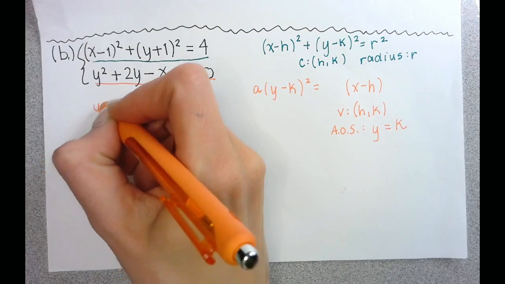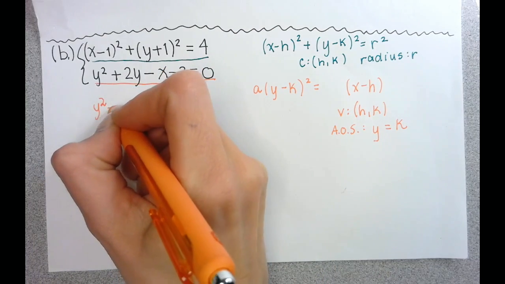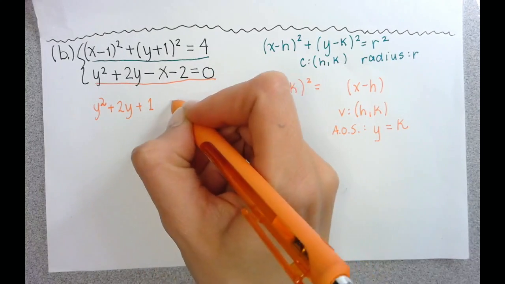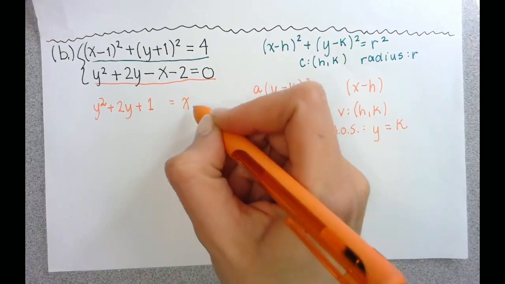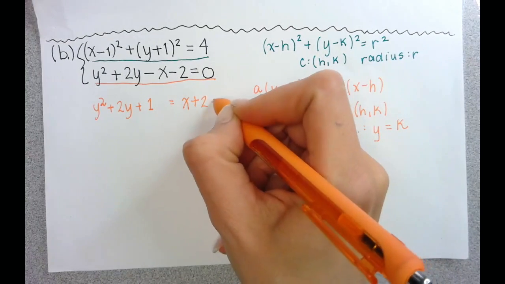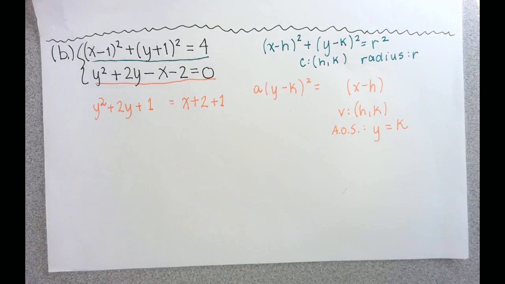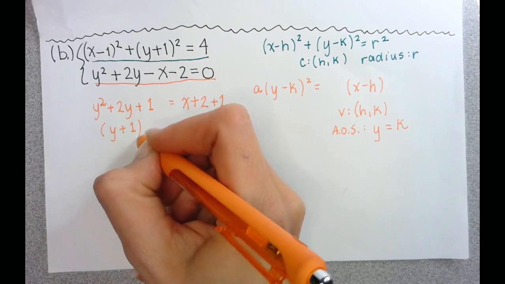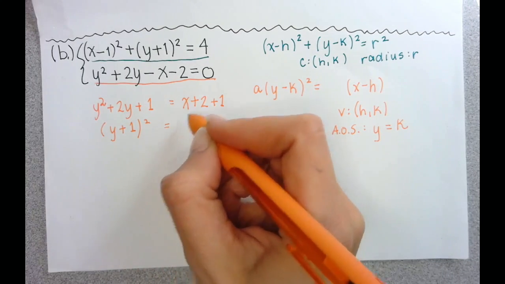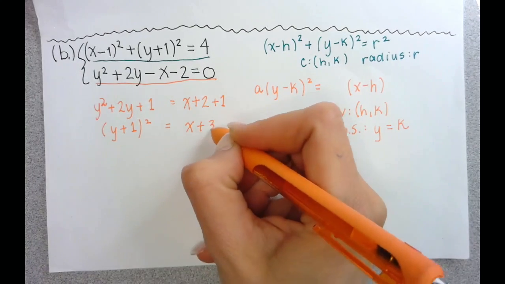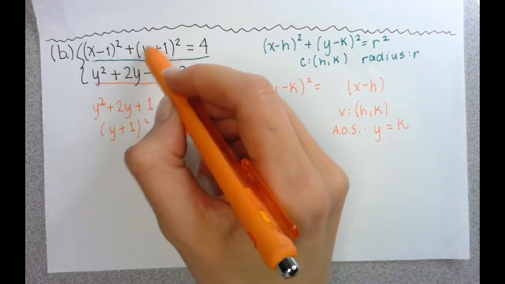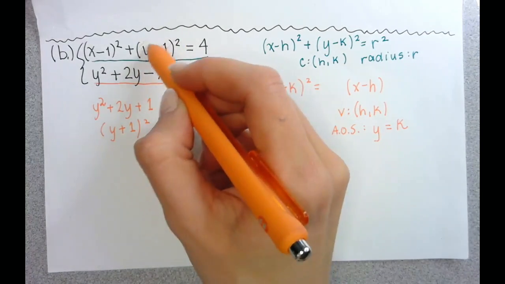So I'll have y squared plus 2y plus 1, and on this side I'm going to bring over the x positive and bring over the 2, and if I add a 1 to one side, I've got to add a 1 to the other side. Here it's a completed square, so now you could easily factor this. So I have y plus 1 squared, and that's going to be equal to x plus 3. So y plus 1 squared equals x plus 3, and up here that's exactly what I have. I have a y plus 1 squared, right?